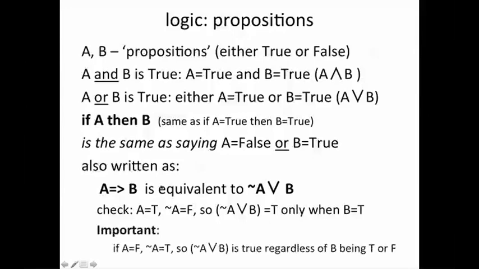On the other hand, if A is false, then not A is true. So the statement not A or B is always true, regardless of B being true or false. So the statement, rather the rule that A implies B, remains true whatever be the value of B in the situation that A is false, which is also fine because a rule must remain a rule regardless of the values that variables take or propositions take.